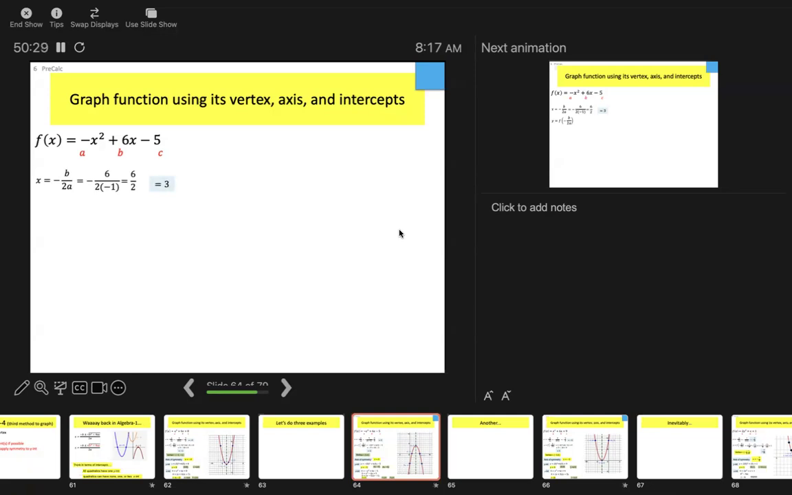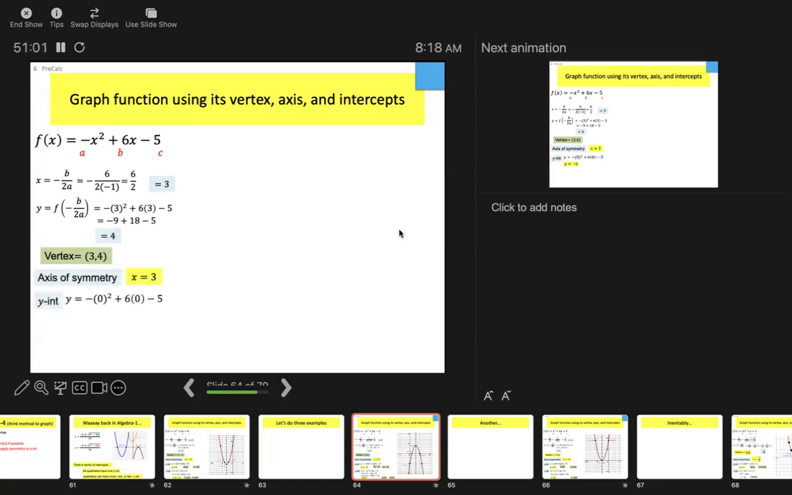Wait, oh, it was negative, sorry, the 2 negatives cancel. All right, so 3. 3 squared with a negative in front of it would be -9, right? Plus 18, which is 9, minus 5, which is 4. Okay, so we get 3, 4. Cool. Secondly, we get for free the y-intercept is -5. Axis of symmetry is x is equal to 3. The y-intercept, I'm not doing that work. It's just the -5. It's always constant.